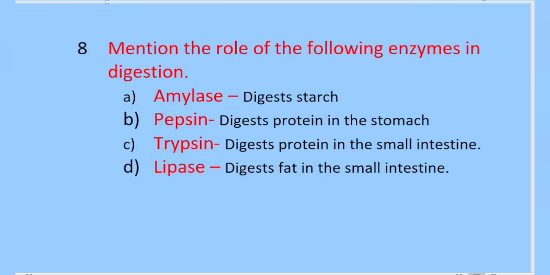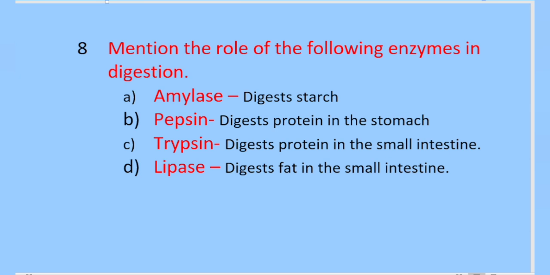Mention the role of the following enzymes in digestion. In class 10 level, you are learning only 4 enzymes involved in the process of digestion. First one is amylase. Amylase is present in the mouth, that is in saliva as salivary amylase. It is also secreted by pancreas as pancreatic amylase. But amylase has the general function of digestion of starch, which is a complex carbohydrate.